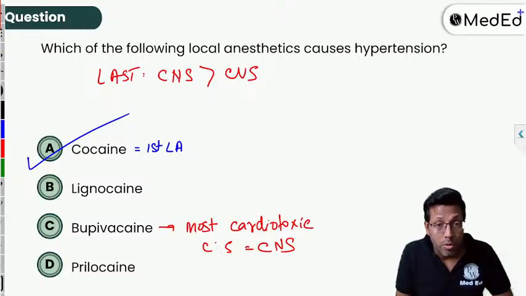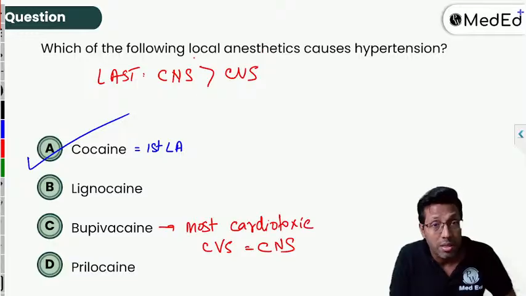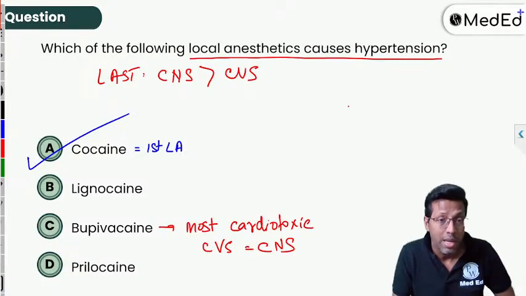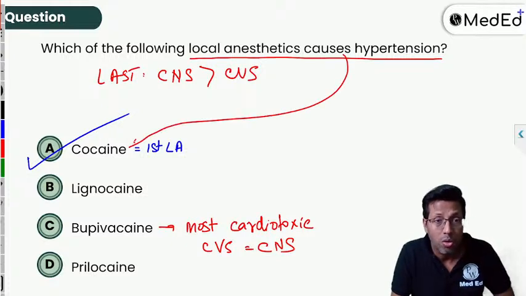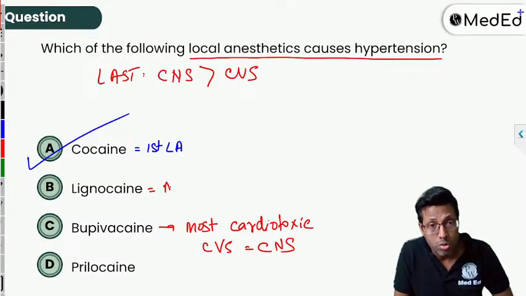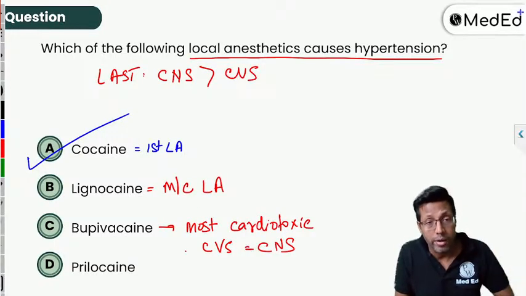But when you're talking about the CVS symptoms, there were changes in heart rate and BP, but that's a complication. The question is not talking about a complication here. They're just asking which of the following local anesthetics can cause hypertension routinely, and for that the answer is going to be cocaine. Clear, everyone? So don't get confused on this point. The most commonly used local anesthesia drug is lignocaine. Bupivacaine is the most cardiotoxic.